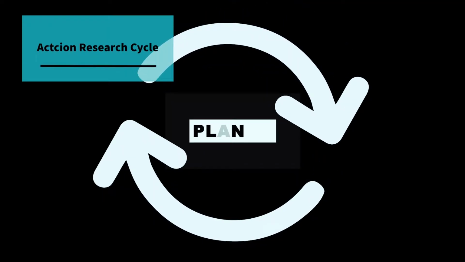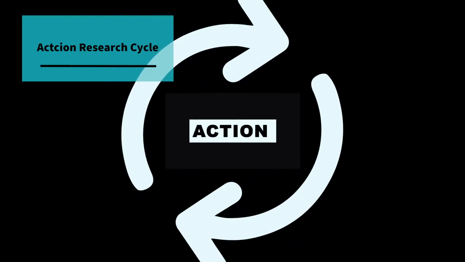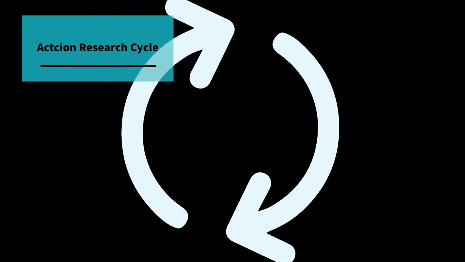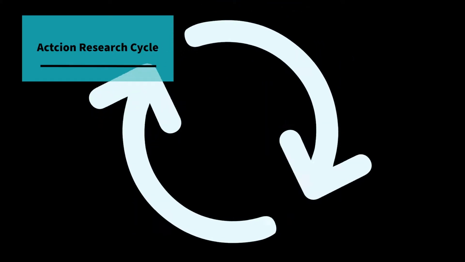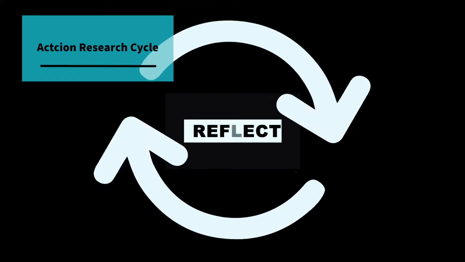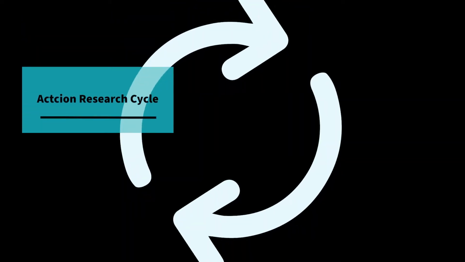The first step in an action research project is choosing a problem that you'd like to explore, but more on that later. Then you go through a 4-step action research cycle. Step 1, planning an intervention. Step 2, action or implementing the intervention. Step 3, observing the results. Step 4, reflection on the results, and if needed, starting the cycle all over again.